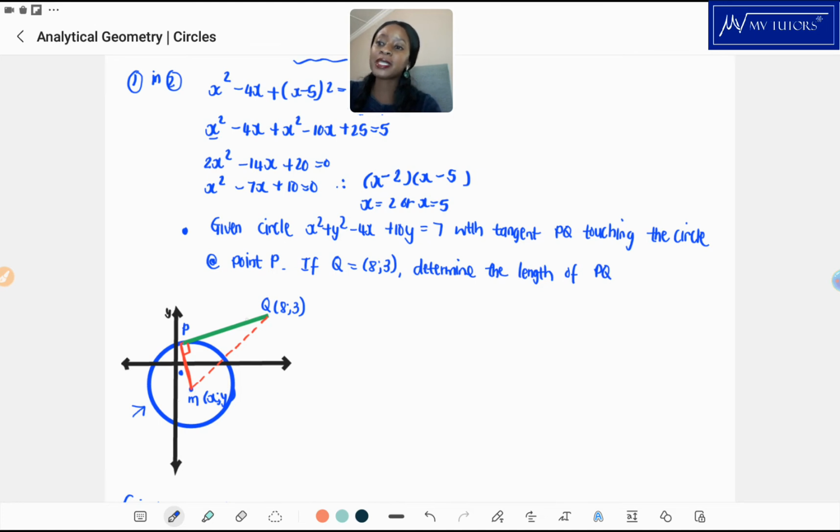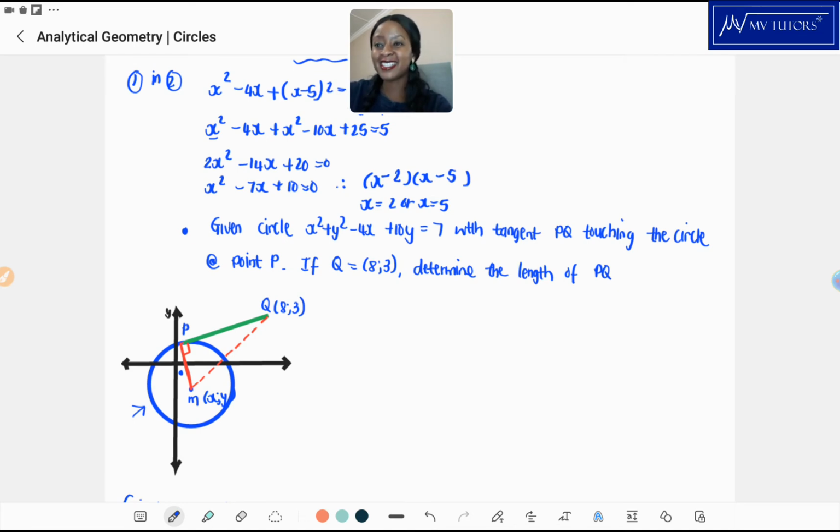I want the distance between M and Q, and we already know the distance formula. If I get the radius, then I already have the length of PM. Then I can use Pythagoras to get PQ. So let's start by getting the center. We're going to have to complete the square.